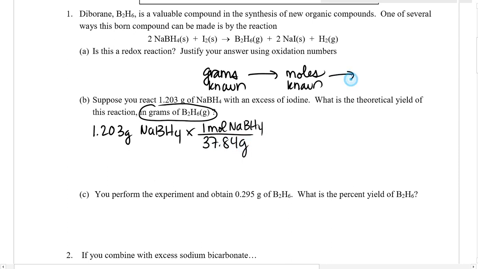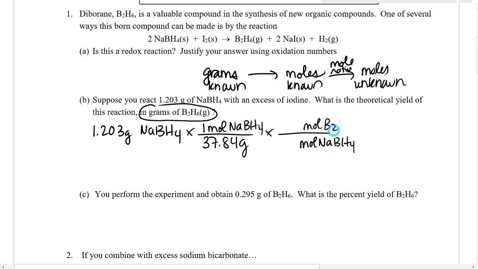Okay. My next step in any stoichiometry problem is going to involve using the mole ratio to convert from my moles of my known to the moles of the unknown, the thing I'm trying to find. So in this case, the thing I'm trying to find is B2H6. So I'm going to convert moles NaBH4 to moles B2H6. Notice how the unit that I have goes on the bottom, the unit that I want goes on the top, so that those will cancel out. And if I look at my mole ratios, it looks like it's a 2-to-1 mole ratio based on my coefficients.